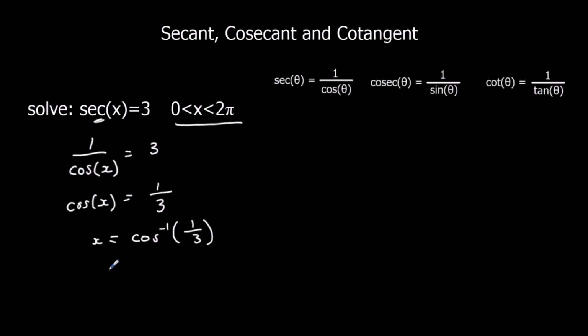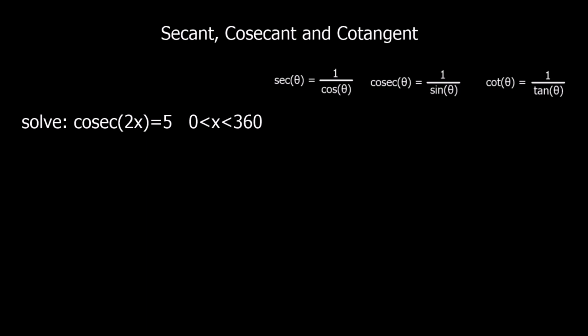And we get 1.23 to 3 significant figures. Because we're in cos, to get the next answer, we're going to do 2 pi minus the first answer. So 2 pi minus the answer, and to 3 significant figures, that's 5.05.